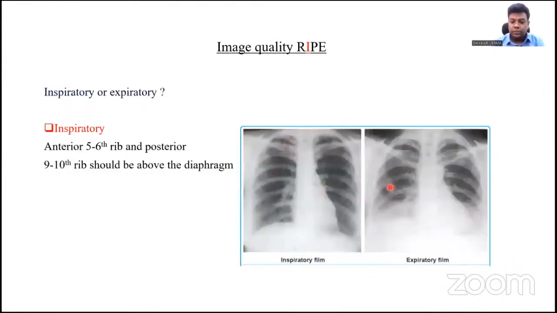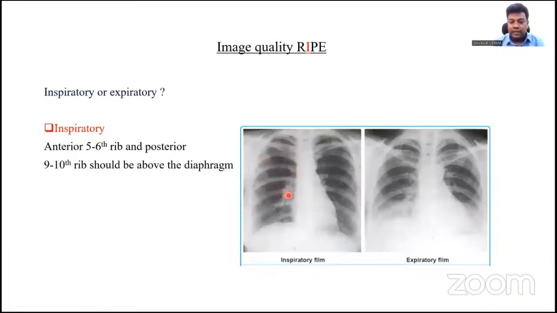Now, whether the film is inspiratory or expiratory, how can we tell that? We just have to count the number of ribs which are present above the diaphragm. This is an inspiratory film. See, these are the anterior ribs: one rib, two, three, four, fifth rib, and sixth rib. And these are the posterior ribs.